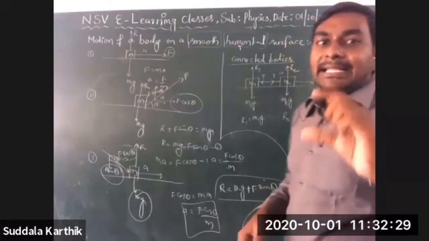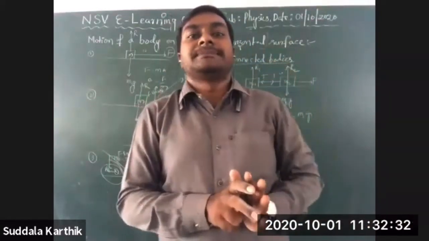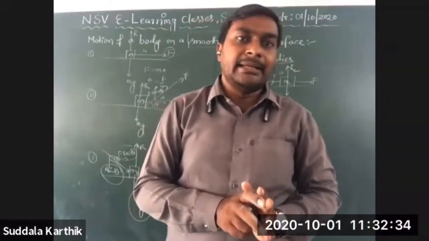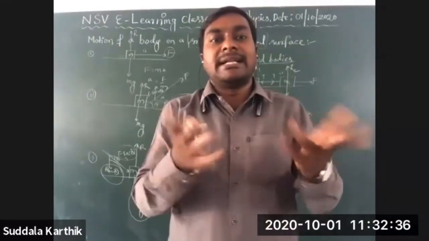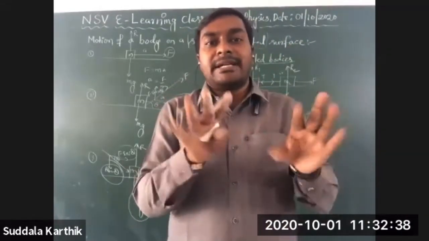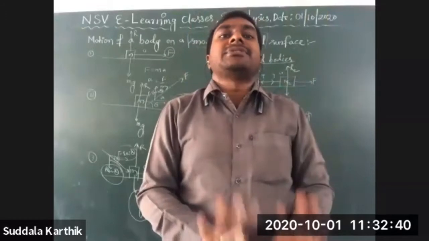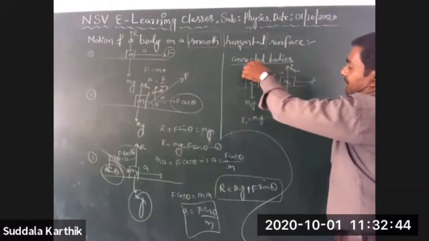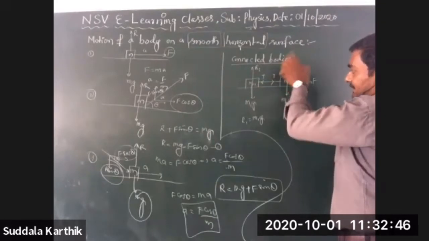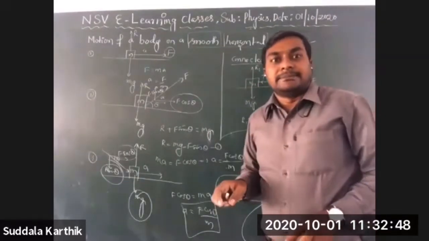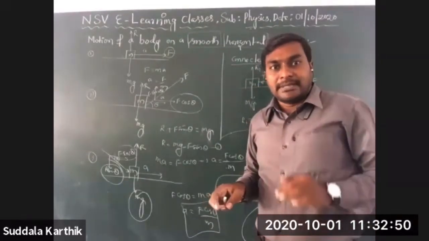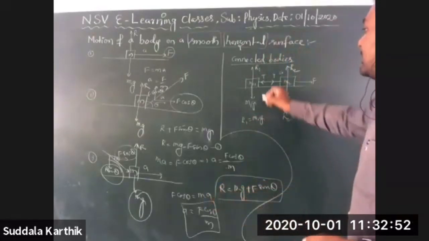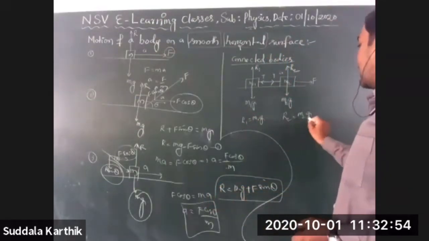Vertically it is in the equilibrium position. It is not moving vertically. So the weight of the first body is balanced by R1, and the weight of the second body is balanced by R2. Right? Next, simply R1 is equal to M1G, R2 is equal to M2G.